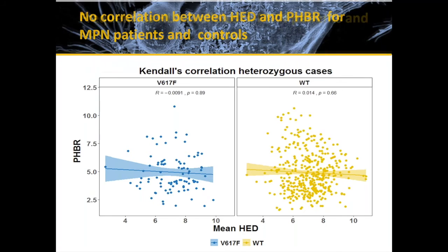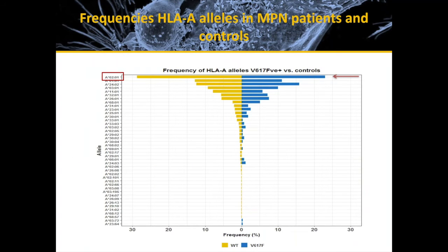Next one, please. Then we tested the hypothesis for protective MHC class 1 alleles that should be significantly less frequent in MPN patients, and that should be able to present peptides derived from new epitopes harboring JAK2 V617F mutant peptides.